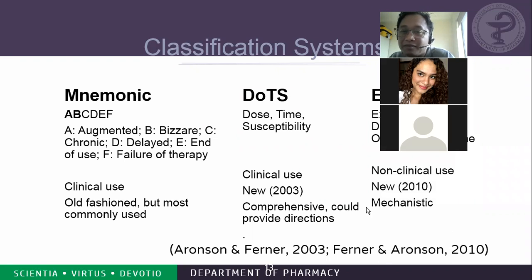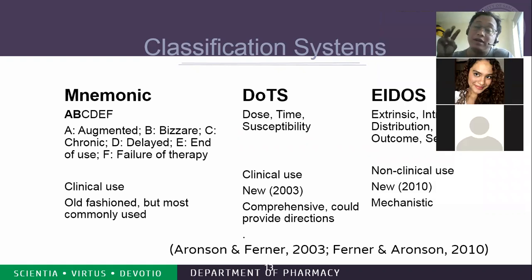Okay. So we have three different classification systems for adverse reactions: the mnemonic, which is the most commonly used, the DOTS, and IDOS. Only two are used for clinical purposes, the mnemonic and DOTS. And for the mnemonic one, usually we just differentiate the type of reaction into A and B, type A or B.